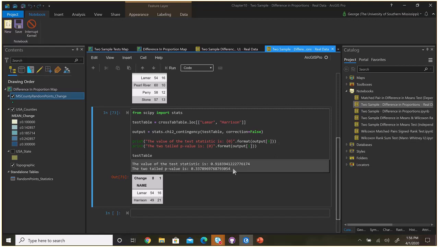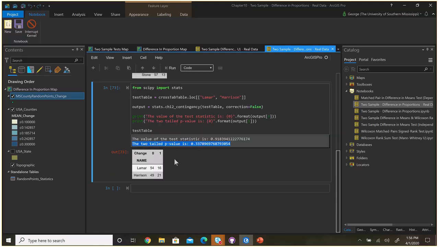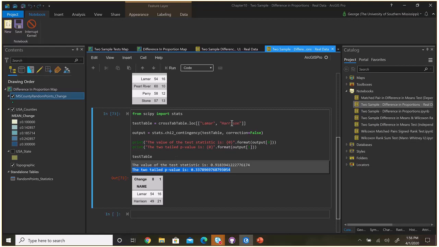So do we reject or accept the null hypothesis? Well, we would accept the null hypothesis that they're the same, that they're similar. Lamar and Harrison County don't have significantly different land cover change proportions. The proportion of land cover change is not significantly different between those two, because this is high.